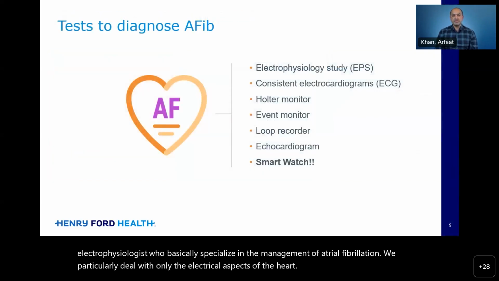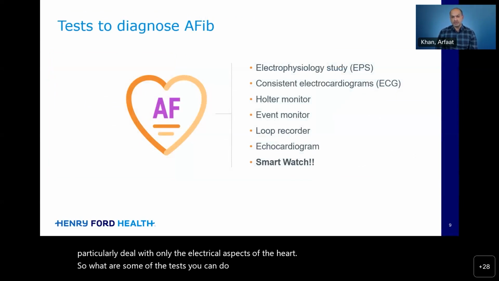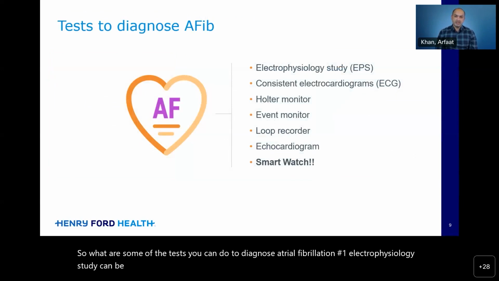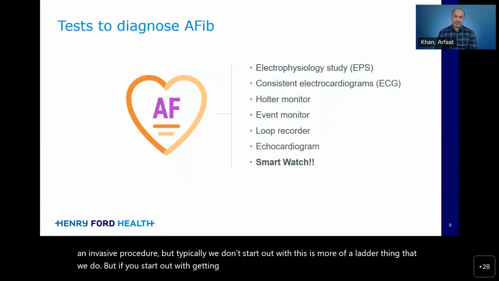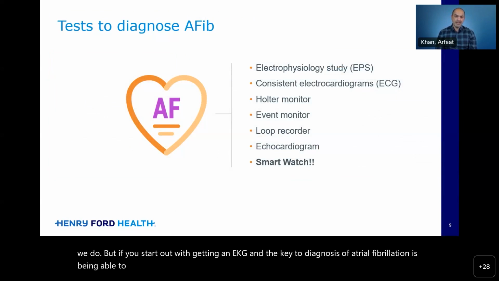So what are some of the tests you can do to diagnose atrial fibrillation? Number one, an electrophysiology study can be performed. This is a study basically looking at the electrical system of the heart. It is an invasive procedure. But typically, we don't start out with this. This is more of a latter thing that we do. We initially start out with getting an EKG. And the key to diagnosis of atrial fibrillation is being able to identify the abnormal rhythm on an EKG.